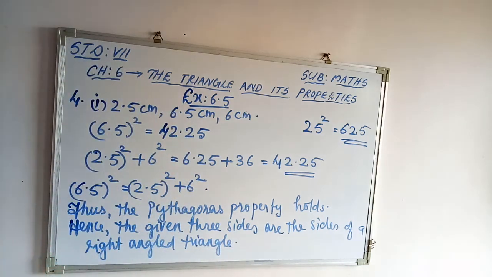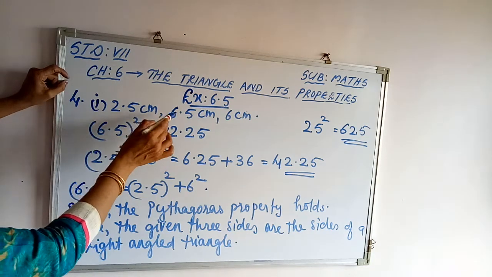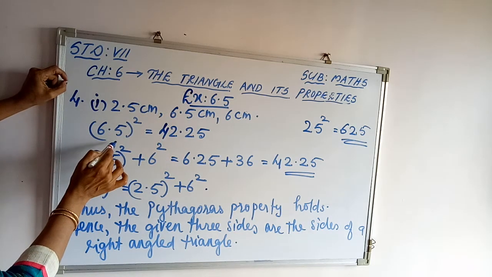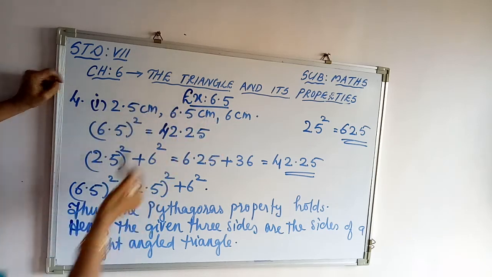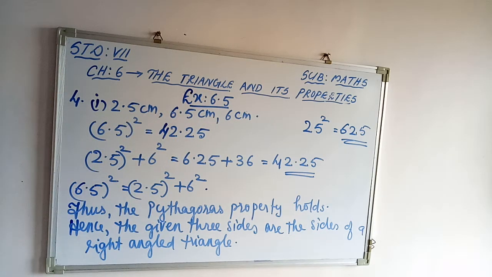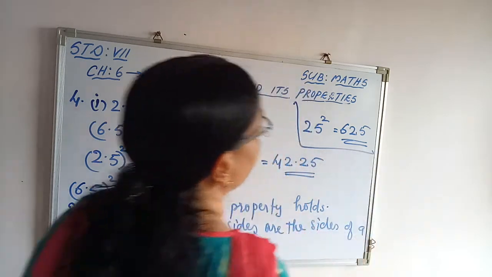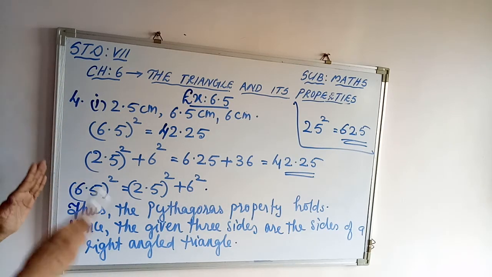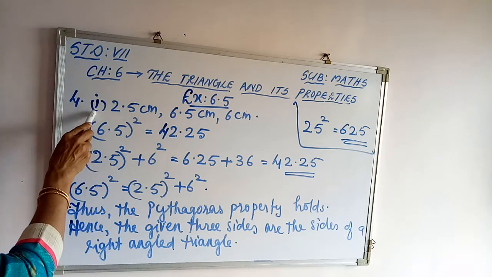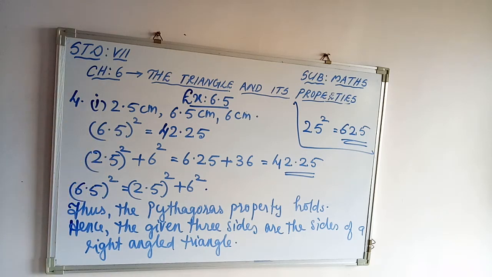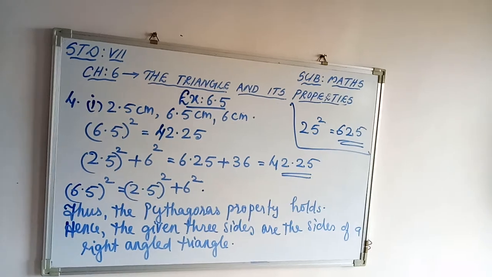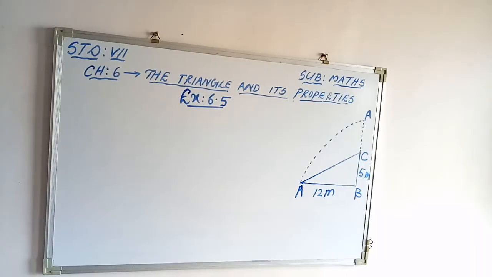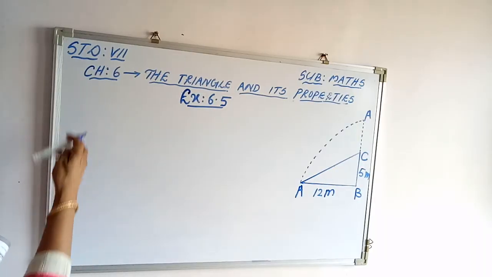In which 6.5 is the hypotenuse, which is the longest one, and 2.5 centimeter and 6 centimeter are the legs of this right angled triangle. I hope it's clear to you. Same way you solve question 2 and 3 of the fourth question. Now we can move on to question 5.